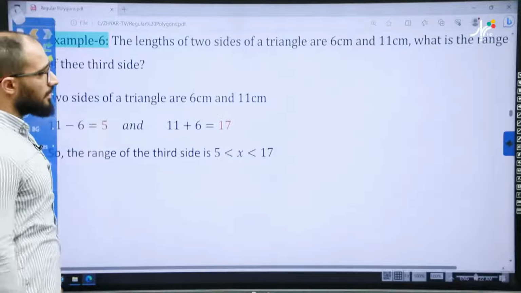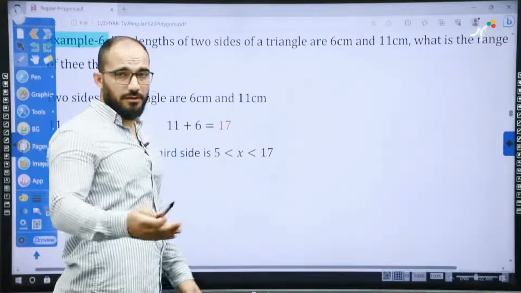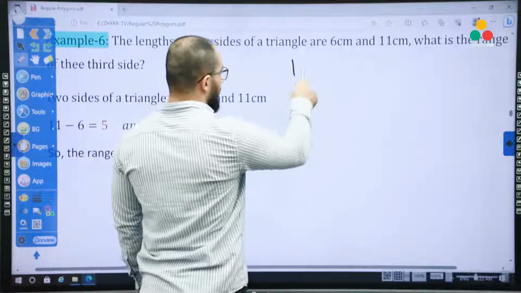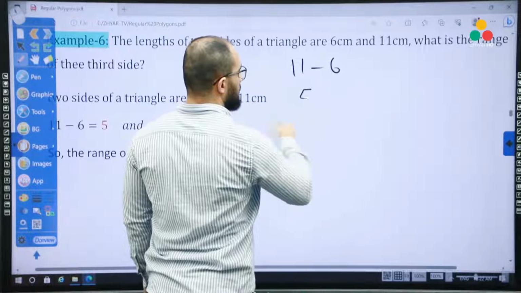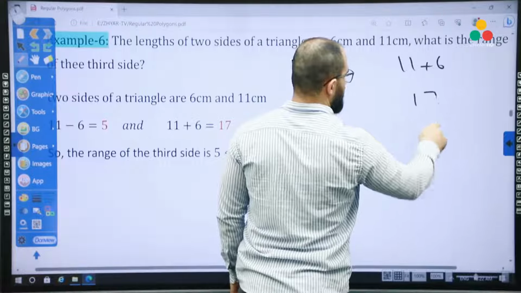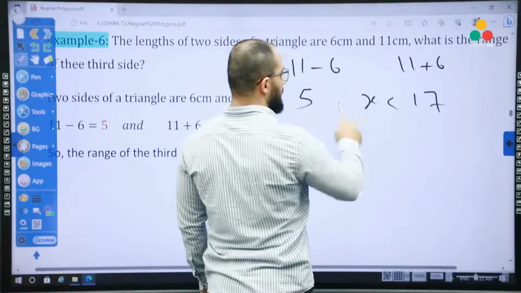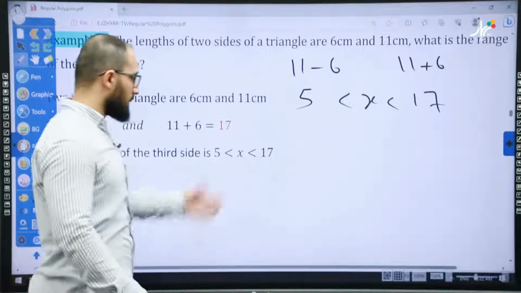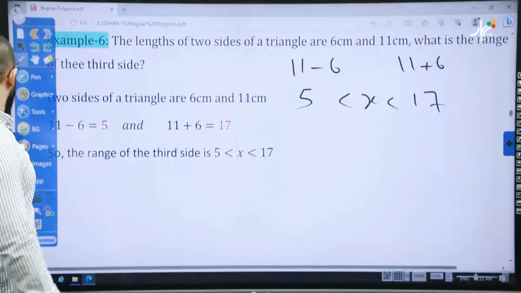So we have 6 and 11. Find the range of the third side. It's quite easy. 11 minus 6 is 5. 11 plus 6 is 17. So x is between 5 and 17. It's quite easy and simple.